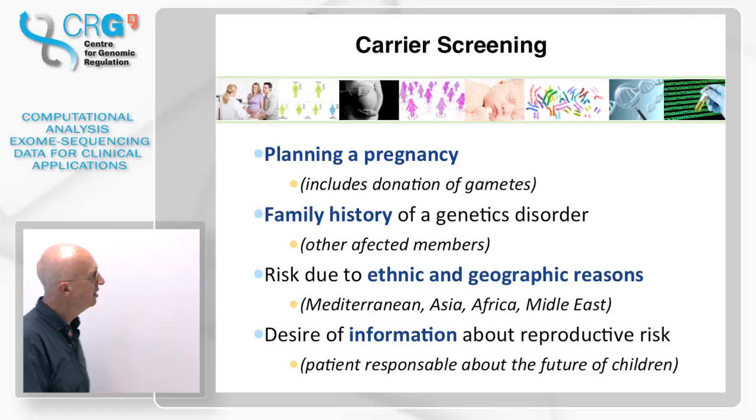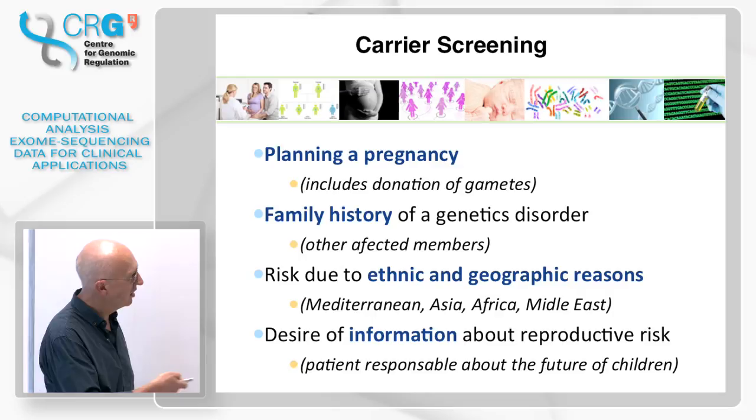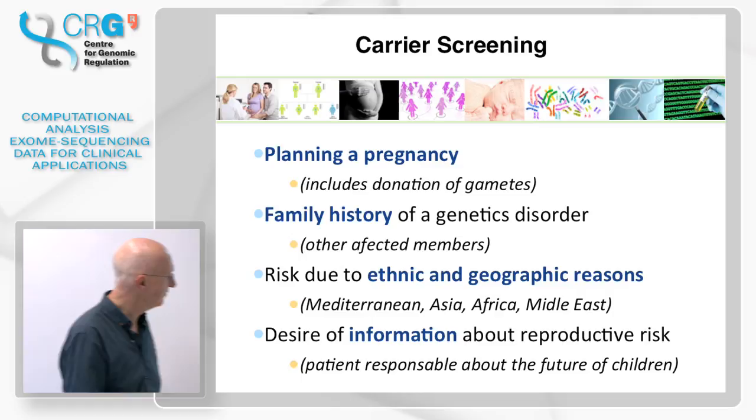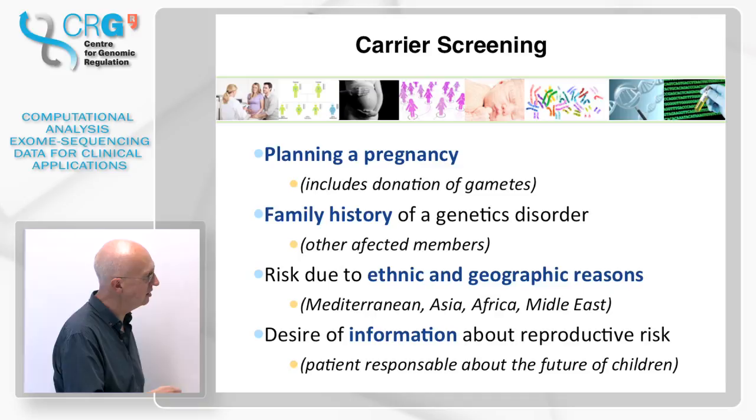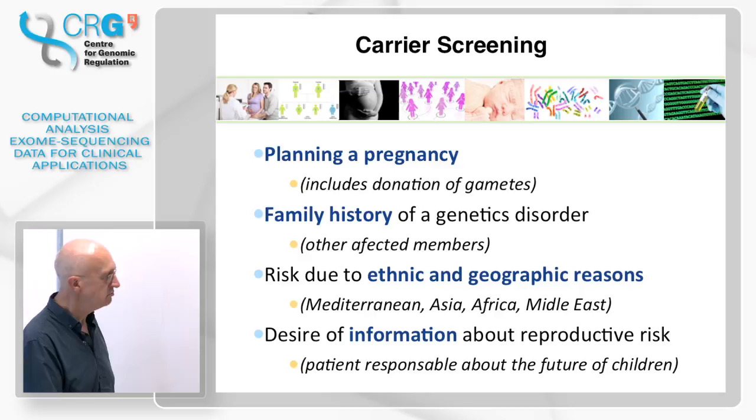In other cases, there is a family history of genetic disorders, or there is risk for ethnic or geographic reasons, some regions where there is a high prevalence of a given phenotype, or because there is a lot of consanguinity in a given region, like in the Middle East or in some parts of the Mediterranean, and then just because the parents are interested and want to know about the risk of passing on a gene with mutations.